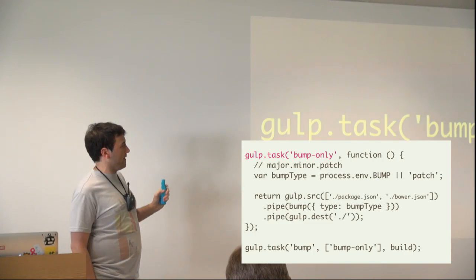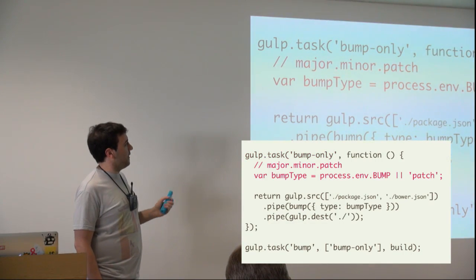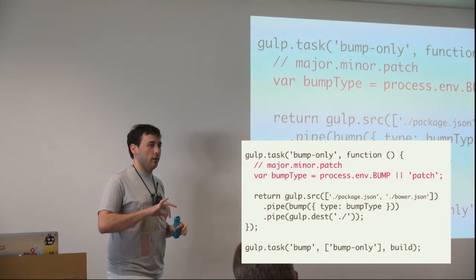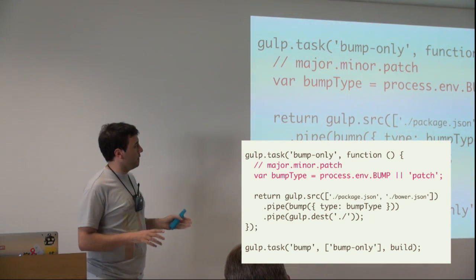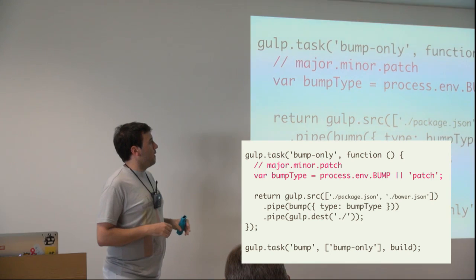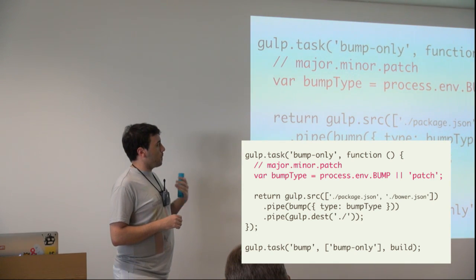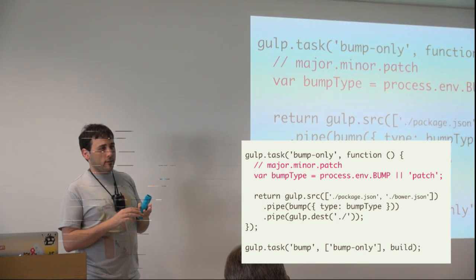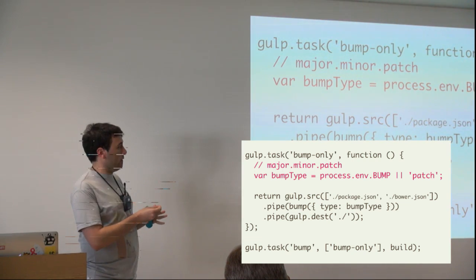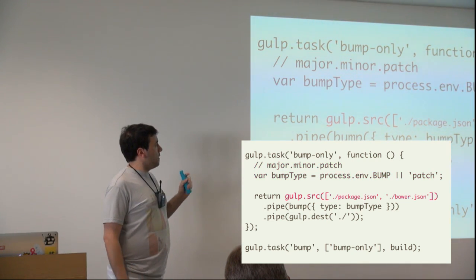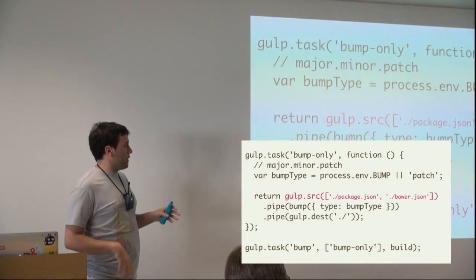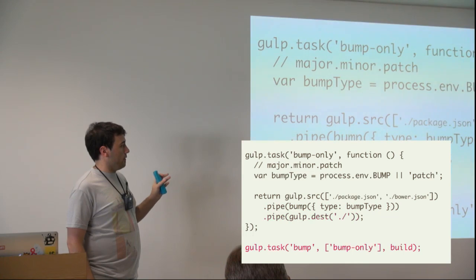The bump task. Here I typically use an environment variable so that I'm able to do like bump equals minor to change the minor version, and I default to patch. Semver usually has major, minor, and patch. So I basically take in the package and the bower JSON, I bump them, and write to disk.